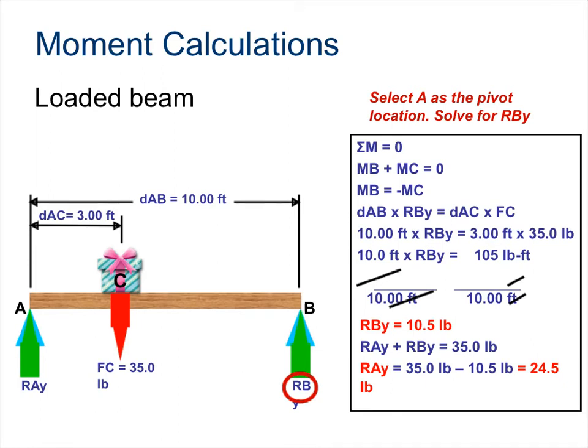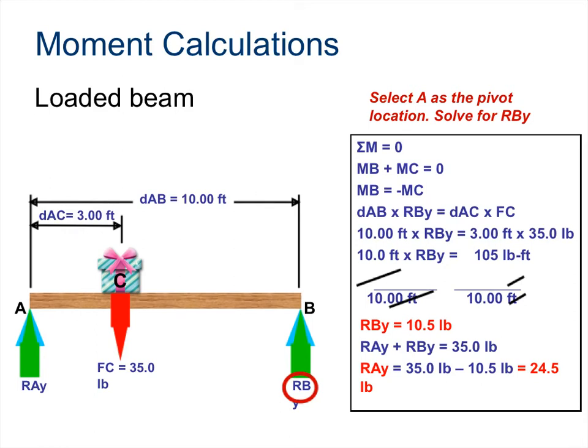The distance between RAY and our load is 3 feet. The distance between the span of A and B is 10 feet. We need to go ahead and set up our moment calculations to find the values of both RAY and RBY. To do this, we're going to need a point of rotation. Let's assume that A is going to be our point of rotation. The downward force of 35 pounds is going to cause a rotation about joint A that's going clockwise. Notice that RBY will counteract that by rotating counterclockwise.